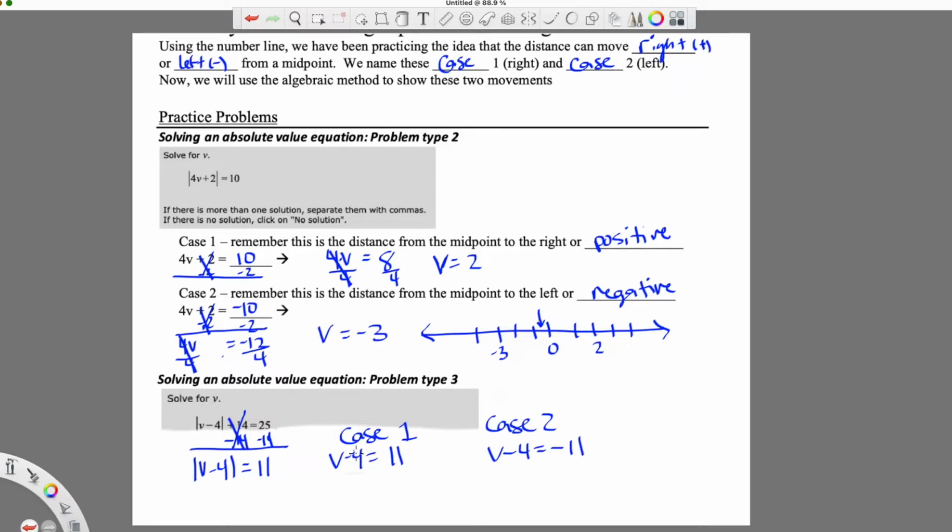So now I'm just going to solve this, and all I have is this one step. I'm going to add 4 to both sides because I want to know what just v is. So v, negative 4 plus 4 cancels out. 11 plus 4 is 15. And now we're going to do the same thing on this one. I'm going to add 4 to both sides so that I can get v all by itself. So v, negative 4 plus 4 cancels again. And negative 11 plus 4 is negative 7.